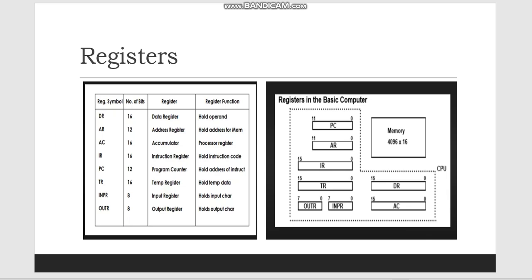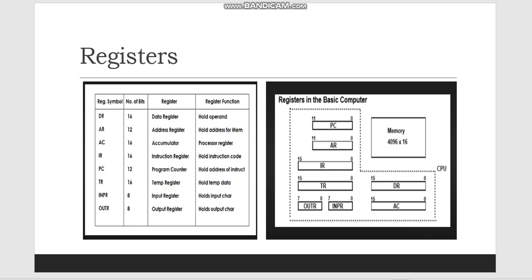The accumulator AC register is a general purpose processing register. The instruction read from memory is placed in the instruction register IR. The temporary register TR is used for holding temporary data during the processing. The memory address register AR has 12 bits since this is the width of a memory address.